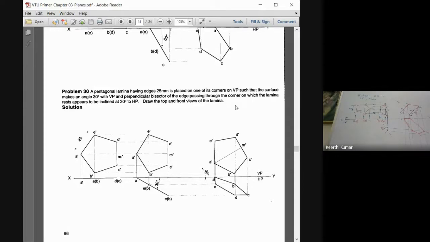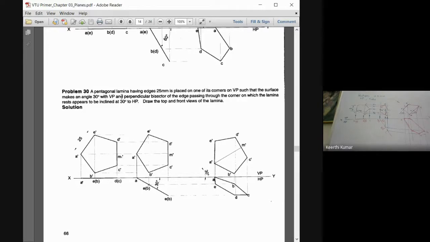Correct? Next. Such that the surface makes an angle of 30 degree with VP. That is also done. Easily you can draw the surface of the lamina at 30 degree with VP. Front and top you can finish for the second position.